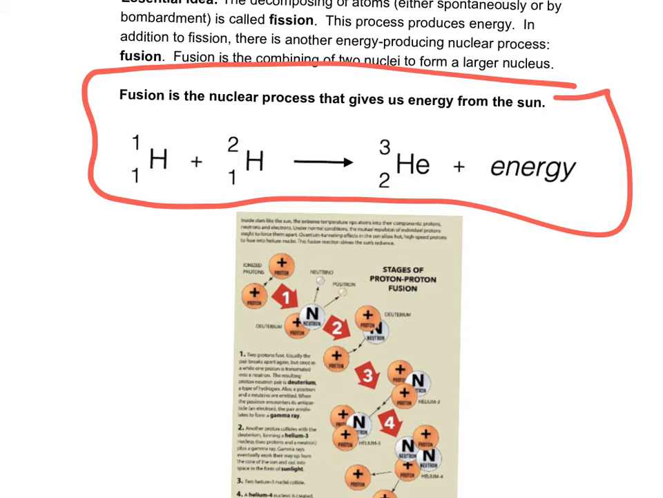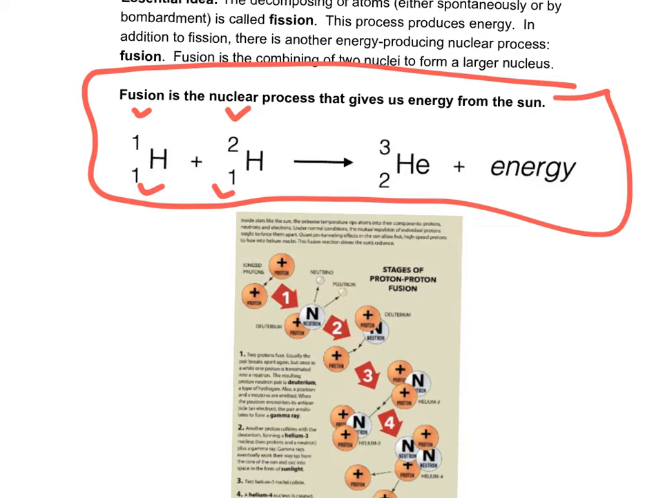So there are hydrogen atoms. I've got two hydrogen atoms on the left. We're going to fuse those together. Both have one proton, and one hydrogen atom just has the one proton. That's why its mass number is 1. This second hydrogen atom has a proton, that's what makes it hydrogen, but it's also got a neutron. That's why its mass number is 2.